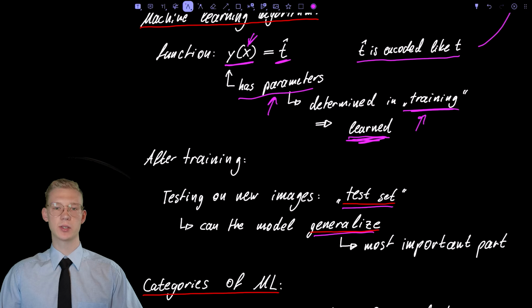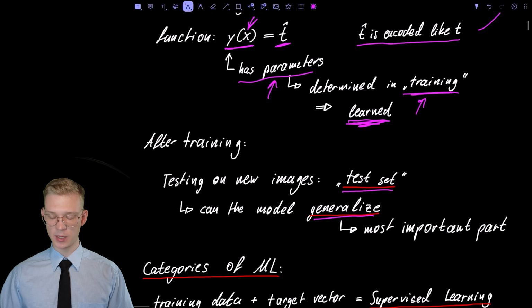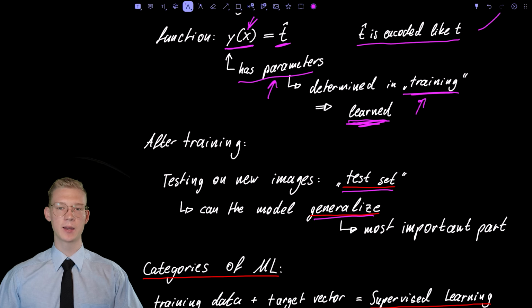Because if we, again, just give it the images that it saw in training, it can simply do a simple comparison and it didn't learn everything or anything. So we have to see if it can generalize on new pictures. And this is the most important part in machine learning. Can the model perform well for images or inputs that it never saw before?